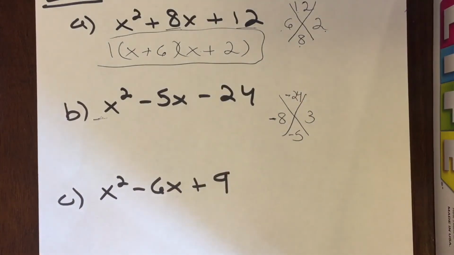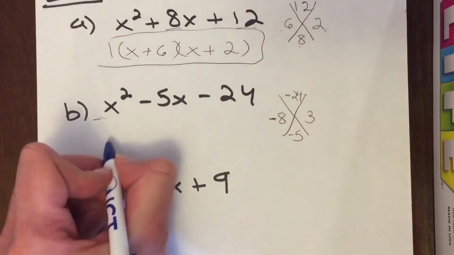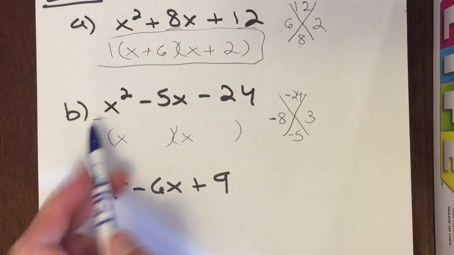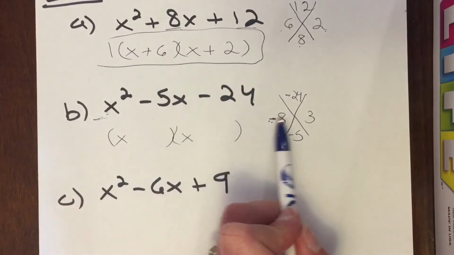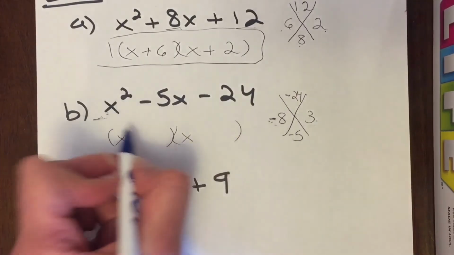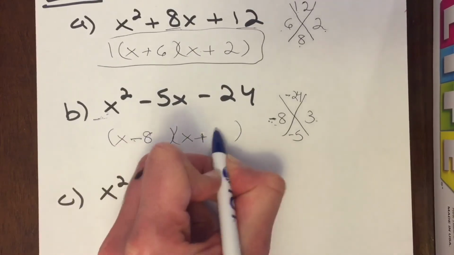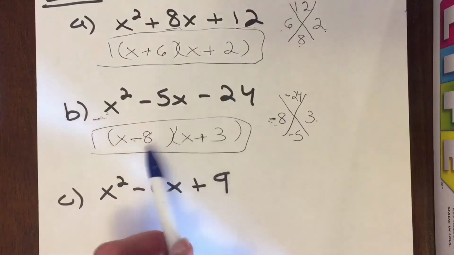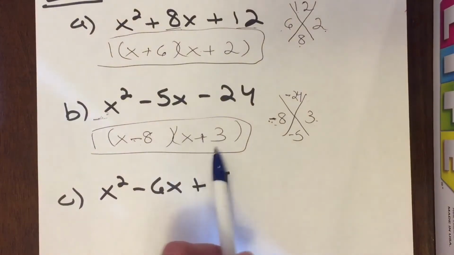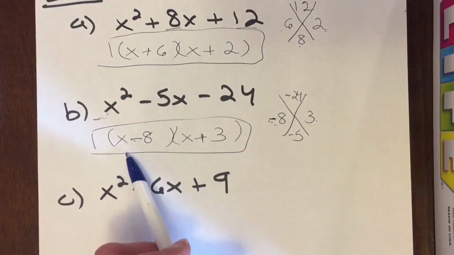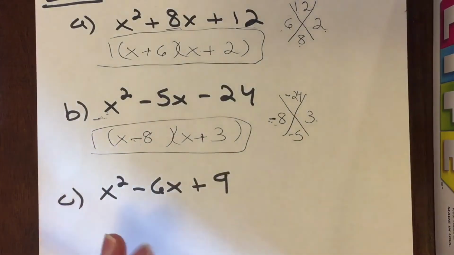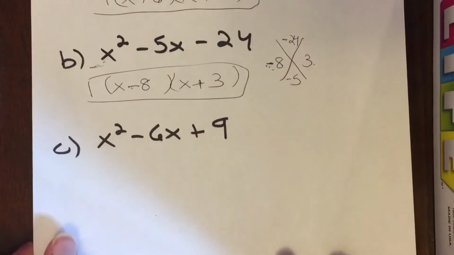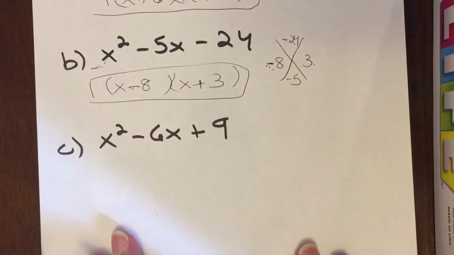So then I'm going to go ahead and do like I did on the last problem. I'm just going to set up my parentheses. So I've got x and x to make x squared. And then I'm just going to plug those numbers in. x minus 8, x plus 3. And again, just as a reminder, these are interchangeable. In other words, I could write x plus 3 first and then x minus 8. Okay, because it's multiplication, it's commutative. And we are done.